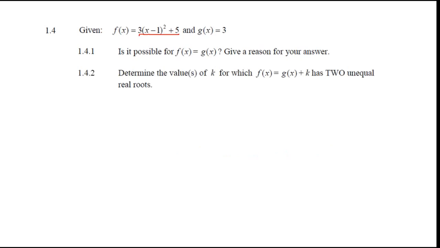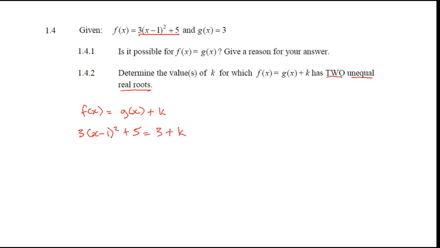Okay, now we need to determine the values of k for which f of x is equal to g of x plus k has two unequal roots. So we have to pay attention to that, two unequal real roots. Alright, now let's first of all write down the equation f of x being equal to g of x plus k. Okay, so f of x is 3(x minus 1) squared plus 5. g of x is 3 plus k.